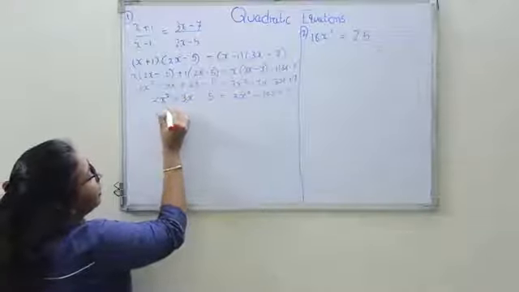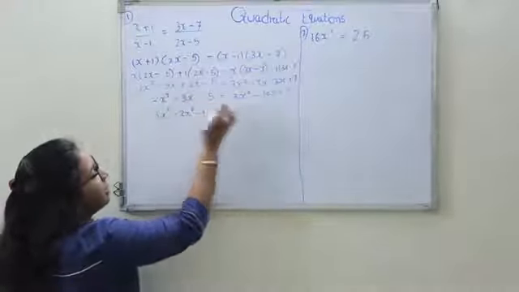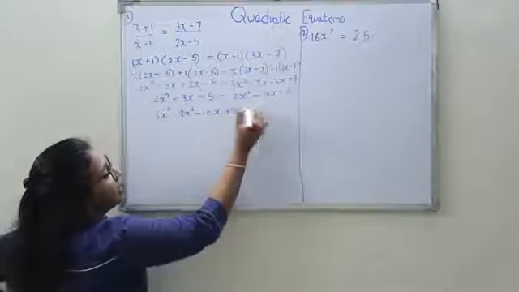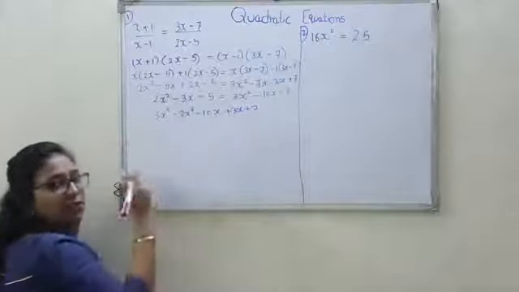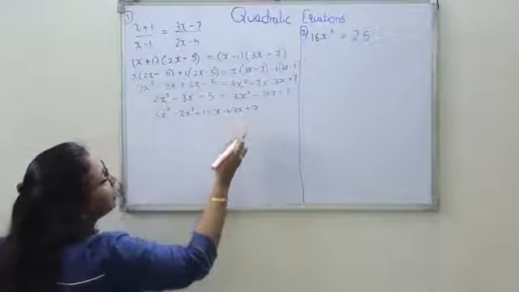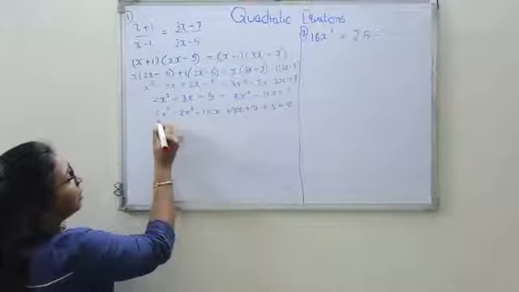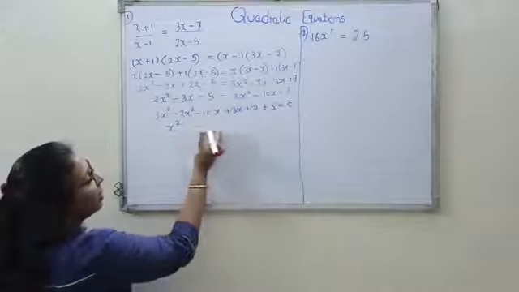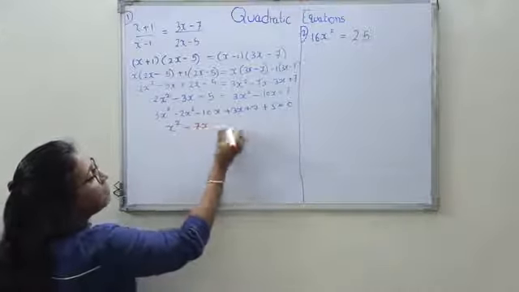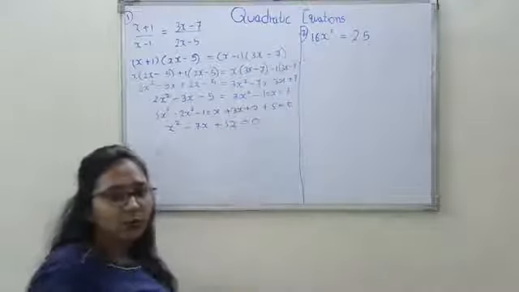So 3x square minus 2x square, minus 10x plus 3x plus 7. All these terms are on that side. All left hand side terms I am shifting to the right side. Now plus 7 plus 5 is equal to 0. Further 3x square minus 2x square is x square, minus 10 plus 3 is minus 7, and plus 7 plus 5 is plus 12. And further you know how to simplify.